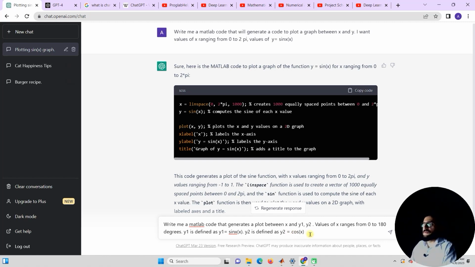Let me again break down this prompt for you. I'm asking ChatGPT to write a MATLAB code that will generate a plot between x and, this time, two variables y1 and y2 on the same image. The values of x range from 0 to 180 degrees. First I define the x range, then I define y1 and y2. y1 is a function of x, that is sine x, and y2 is a function of x, that is cos x.